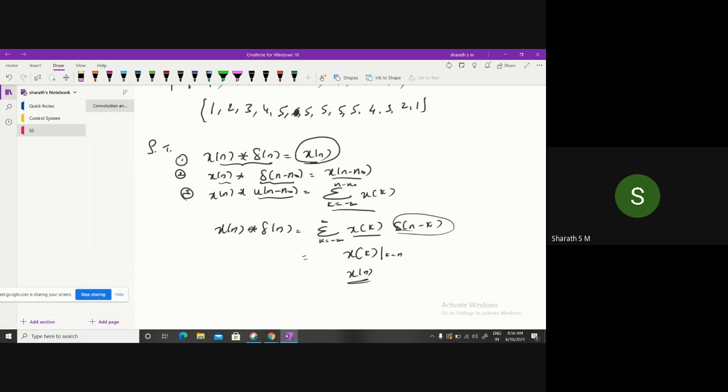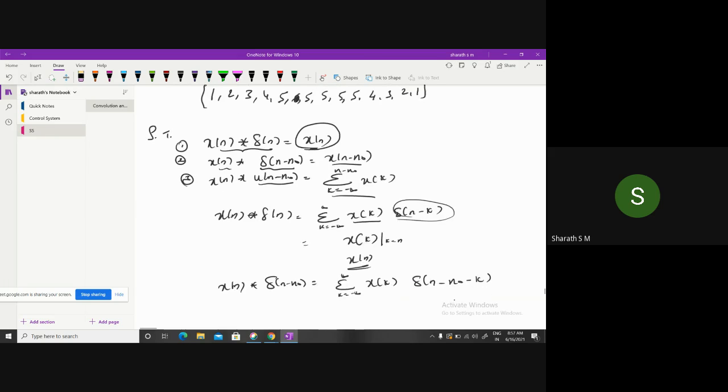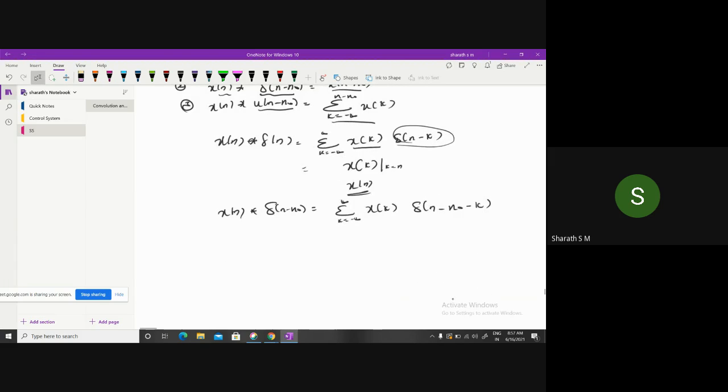In the same way for the second part, x of n convolve with delta of n minus n naught is equal to summation k from minus infinity to plus infinity x of k into delta of n minus k, where in the place of n we have n minus n naught. So I'm going to substitute n minus n naught minus k. So that is equal to x of n minus n naught.